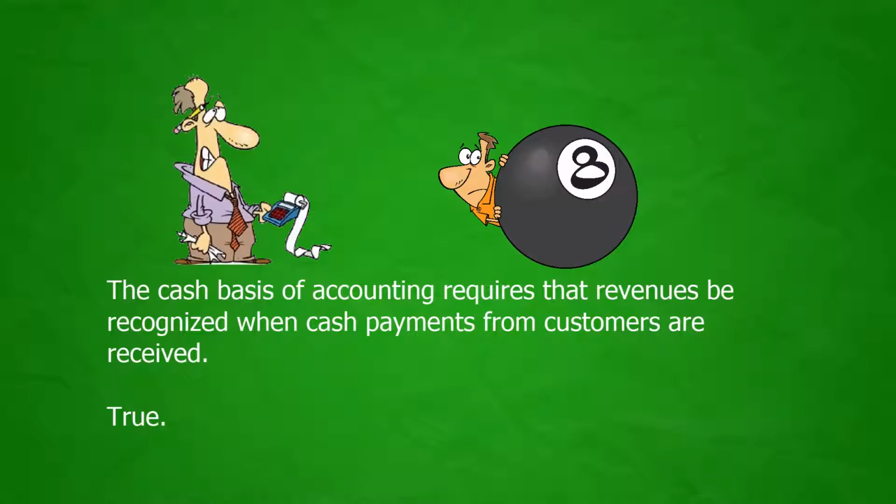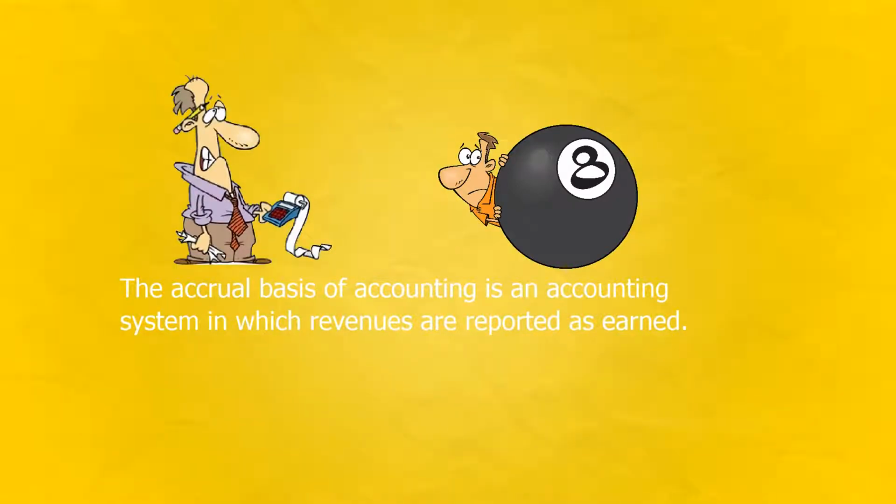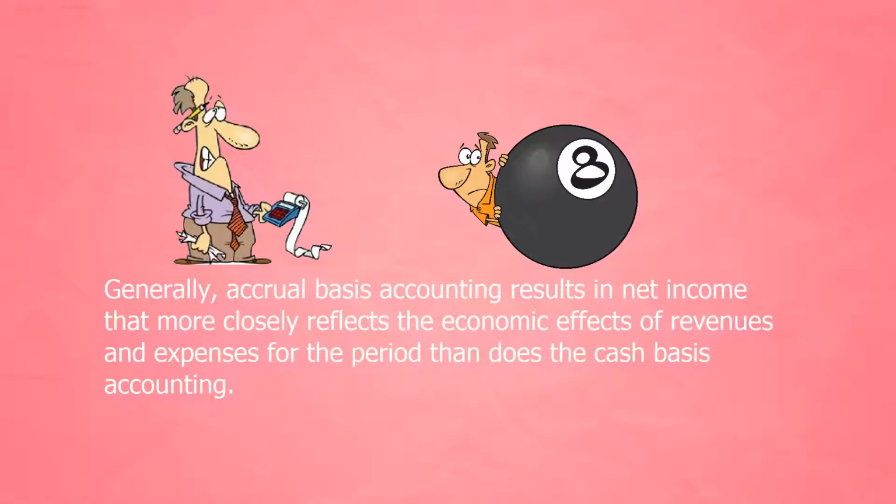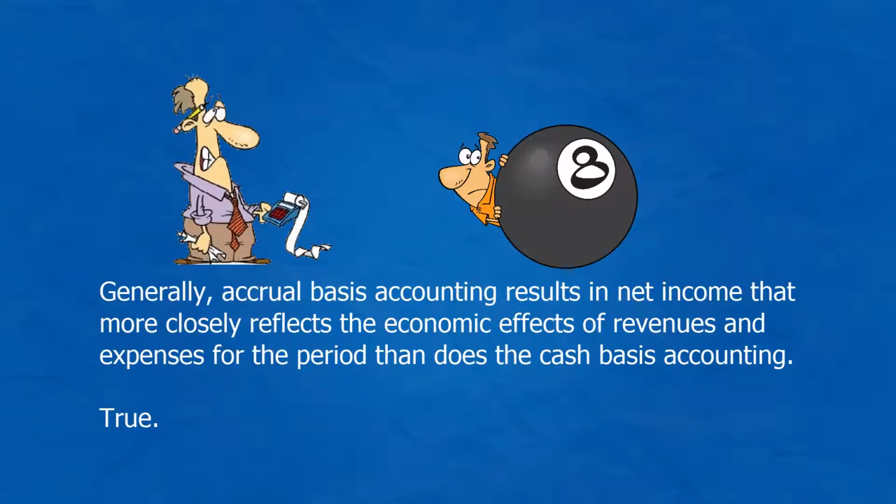True. The accrual basis of accounting is an accounting system in which revenues are reported as earned. True. Generally, accrual basis accounting results in net income that more closely reflects the economic effects of revenues and expenses for the period than does the cash basis accounting.